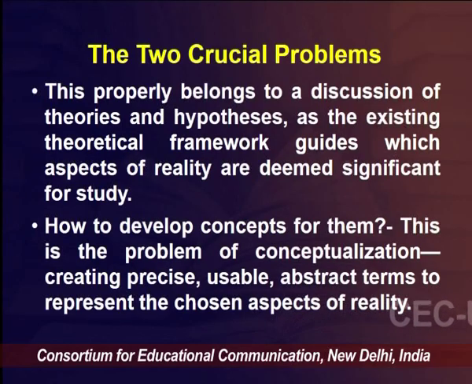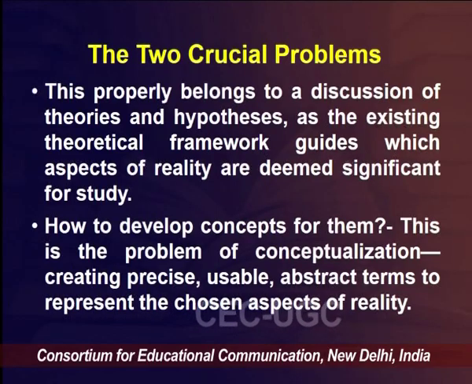This properly belongs to a discussion of theories and hypotheses, as the existing theoretical framework guides which aspects of reality are deemed significant for study. So, when we are trying to decide which aspect of society we are going to study, there could be certain hypotheses, say, for instance, if industrialization or globalization occurred, the hypothesis is in terms of understanding what would be the impact of this change on, say, a family, on education. So, there is a theoretical framework which guides which aspects of reality are more significant than others, and this theoretical framework then helps the researcher to selectively focus on one aspect of the reality.